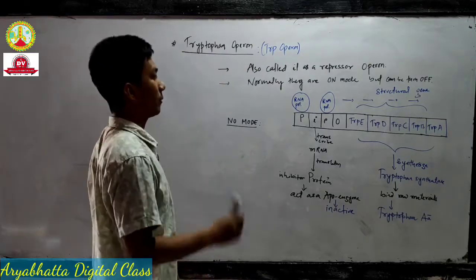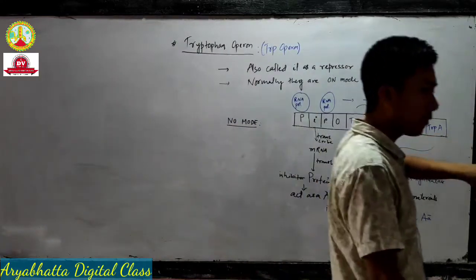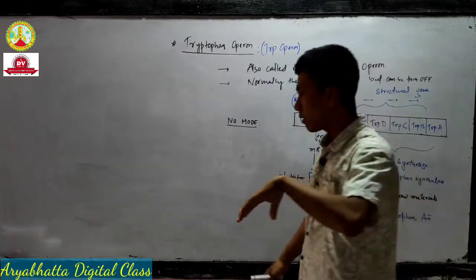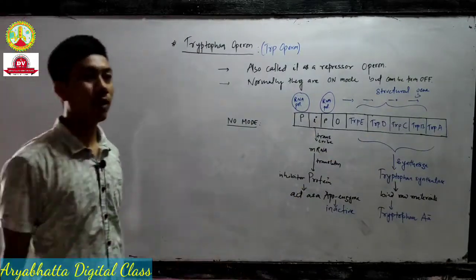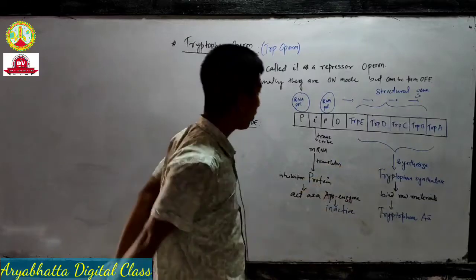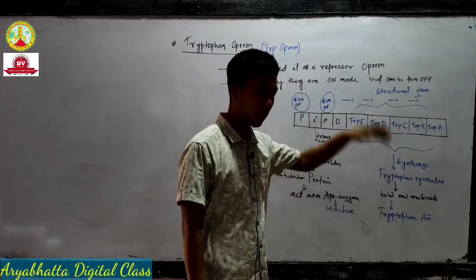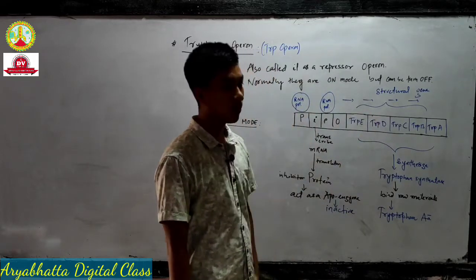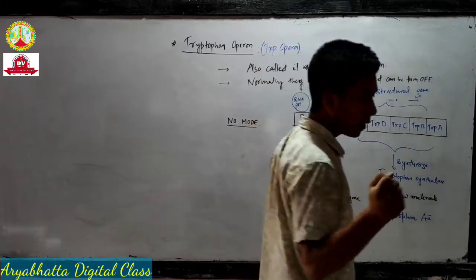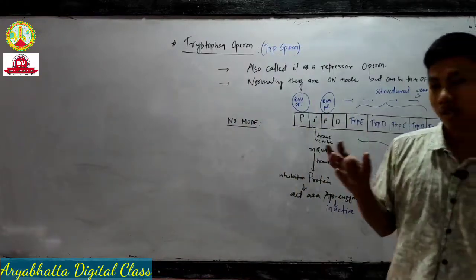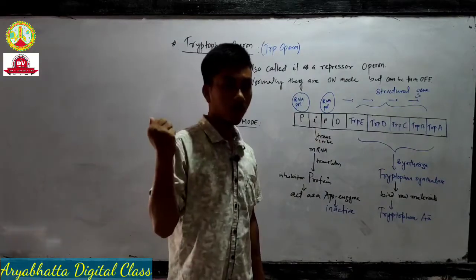Yes? Okay. So that is on mode. Now it can be turned off. So they will synthesize a huge amount of tryptophan amino acid. Huge. When the RNA polymerase is sliding over, they're going to synthesize tryptophan amino acid. But they will acquire only that much of amino acid which is required for their growth, for their body.